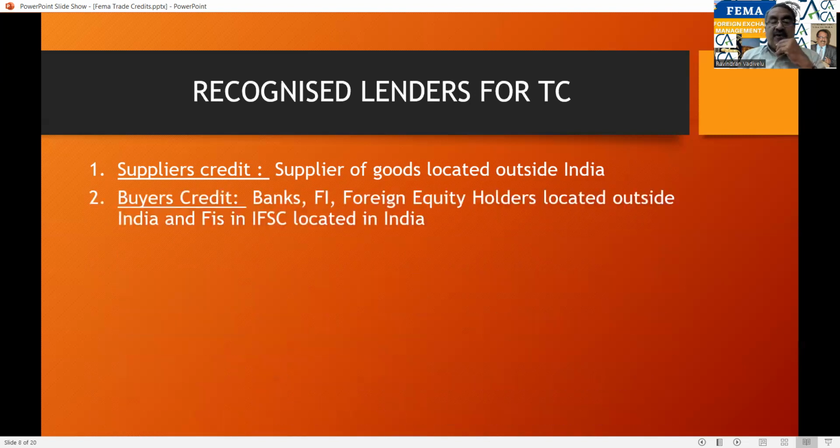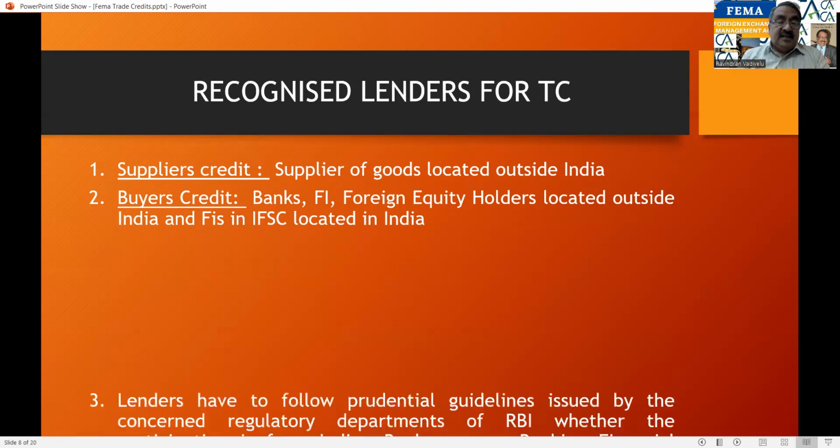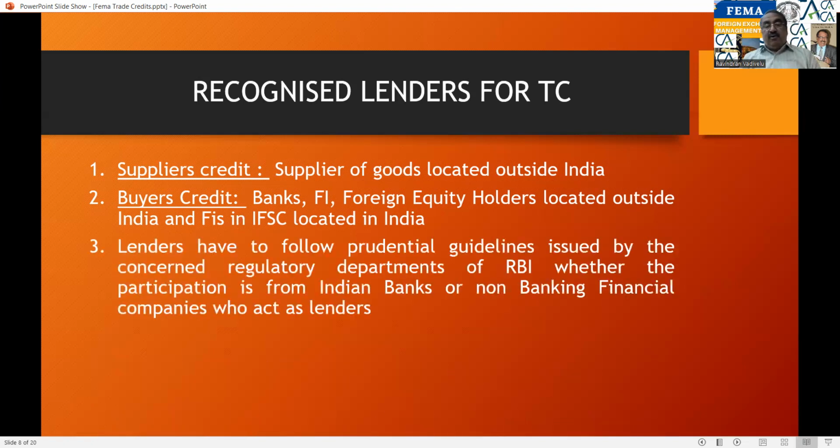Next thing is buyer's credit: banks, financial institutions, and foreign equity holders located outside India, and financial institutions, which is covered by the concept of IFC. But the IFC concept is that it should be within India. So they are also eligible to finance the trade credit, and they are called recognized lenders. And lenders have to follow the prudential norms issued by the concerned regulatory departments of RBI.